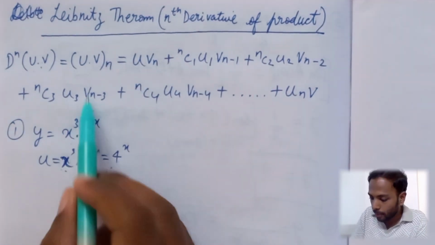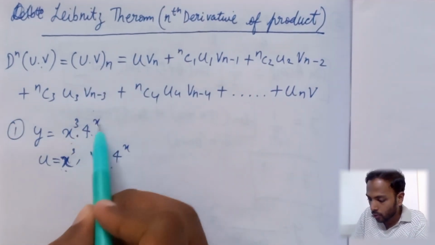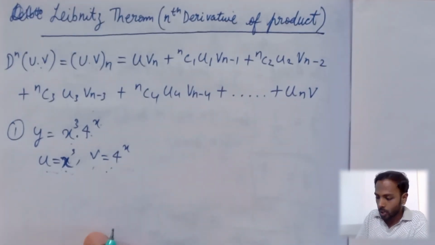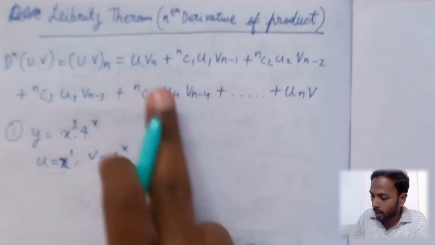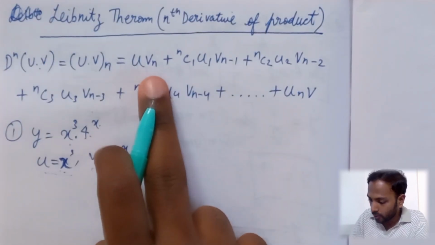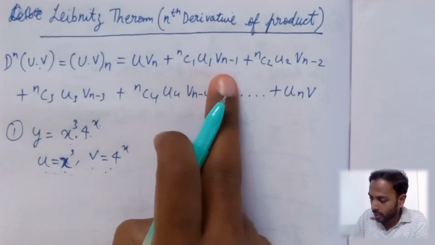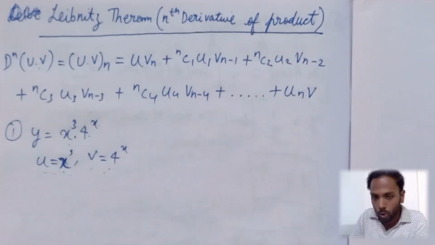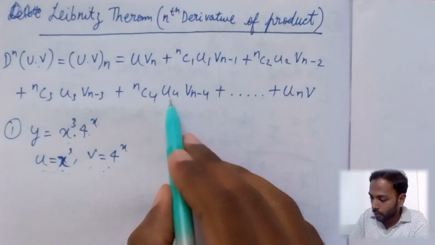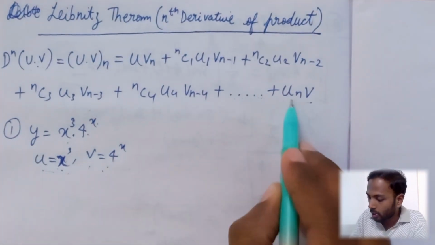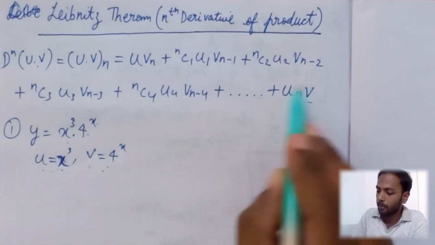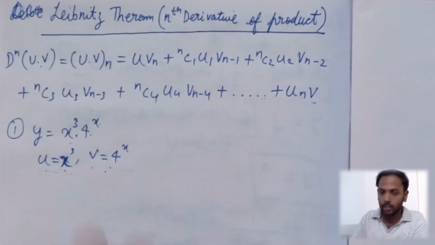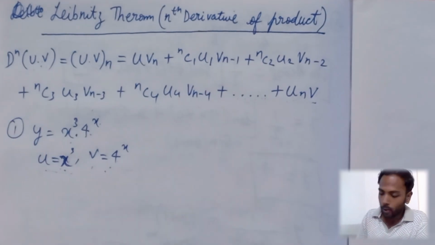In place of u there is x cube, in place of v there is 4 power x. So u will be x cube and v will be 4 power x. And this is the formula: uv_n plus nC1 u_1 v_(n-1) plus, and all the way it goes on. There are many terms. You keep doing this until you reach the point where u_n into v. That will be your last term. I'll tell you when to stop and which will be the last term in this question, don't worry. So let us start solving this first.